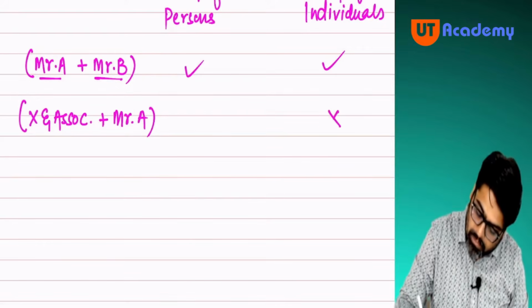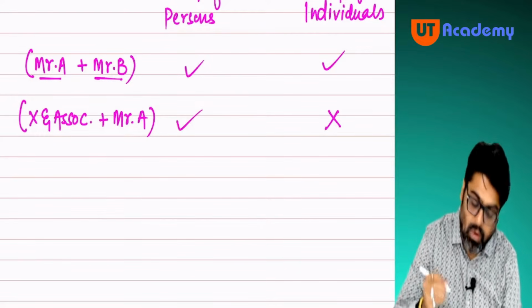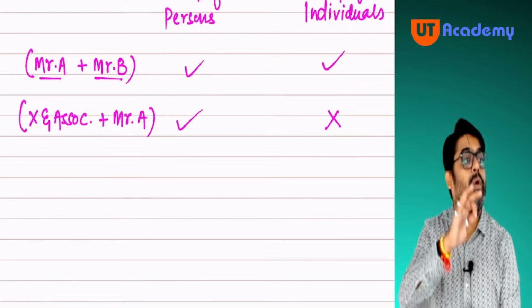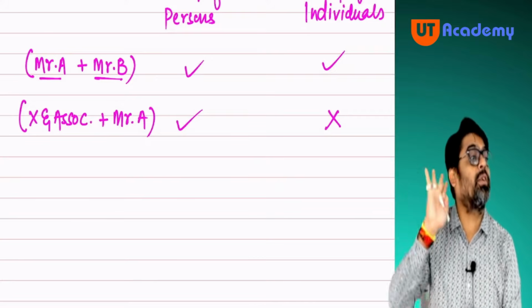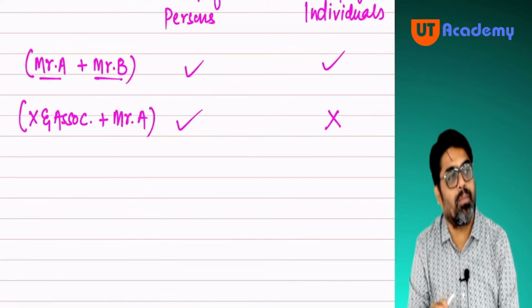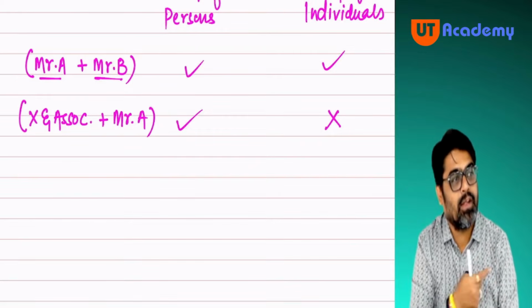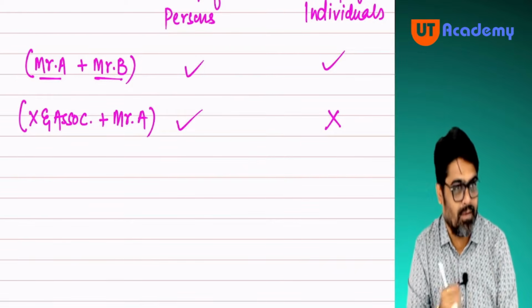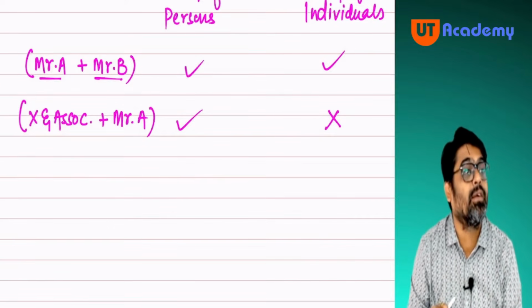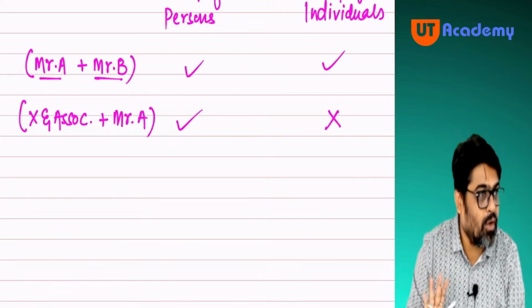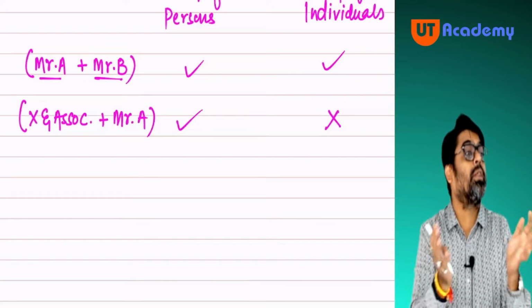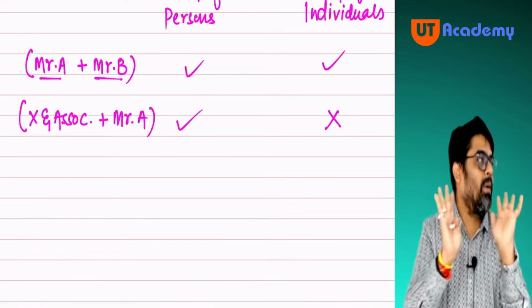Their group can never be treated as BOI. Their group will always be treated as AOP. Why, sir? Because in order to be called as BOI, all the members in the group must be individuals. So are all the members in the group individuals, or is there a partnership firm also in the group? There is a partnership firm in the group, no? So now this group cannot be treated as BOI. It will be treated as AOP, because an individual and a partnership firm, persons, they are forming a group. So that group will be treated as AOP.